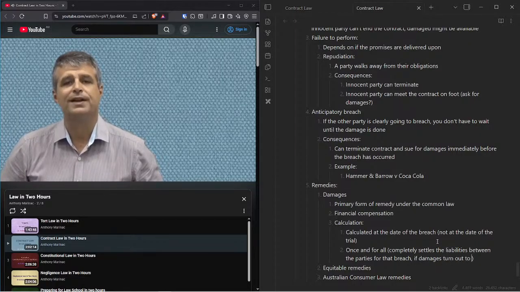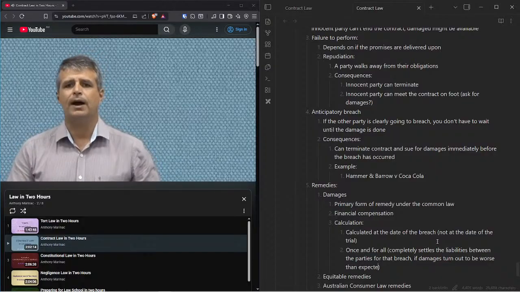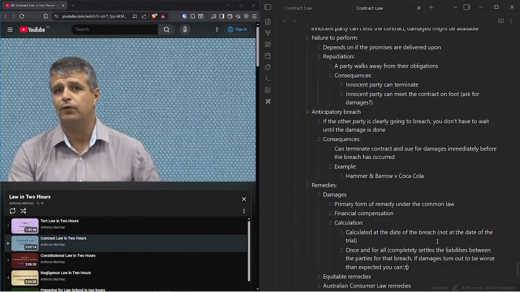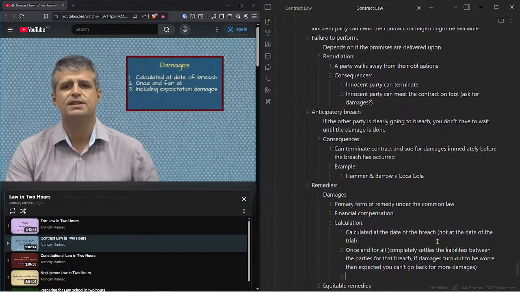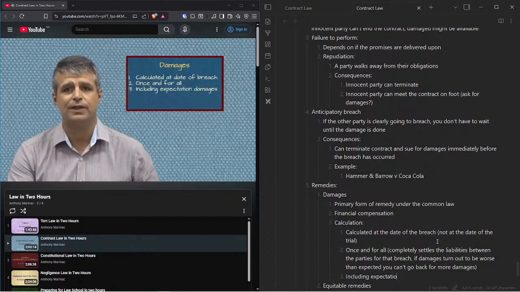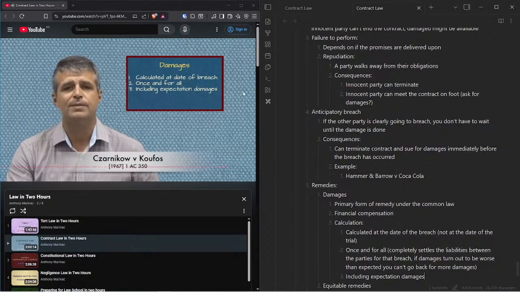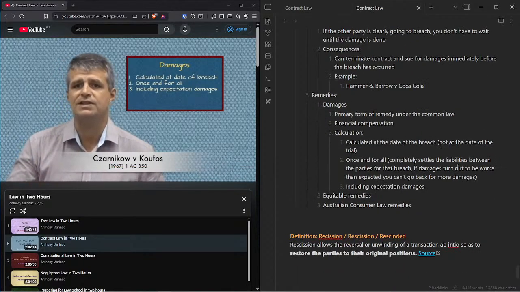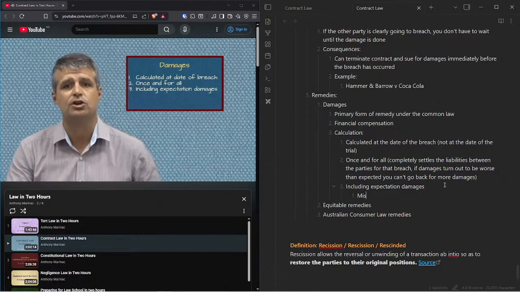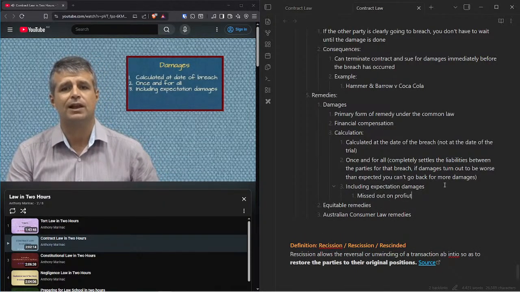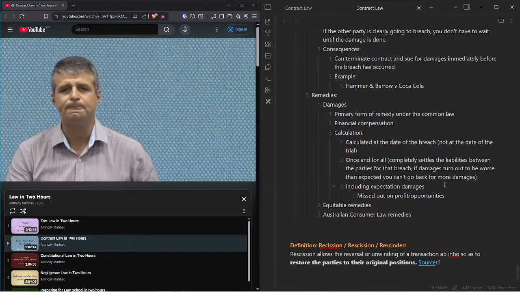However, when calculating those damages, parties are in fact allowed to claim for what are called expectation damages. So, for instance, if a party is unable to make the expected profit because of a breach, well, they can claim damages for that lost profit. If they've missed out on other opportunities because they invested their resources in the breached contract, they can potentially claim for those lost opportunities. Right.